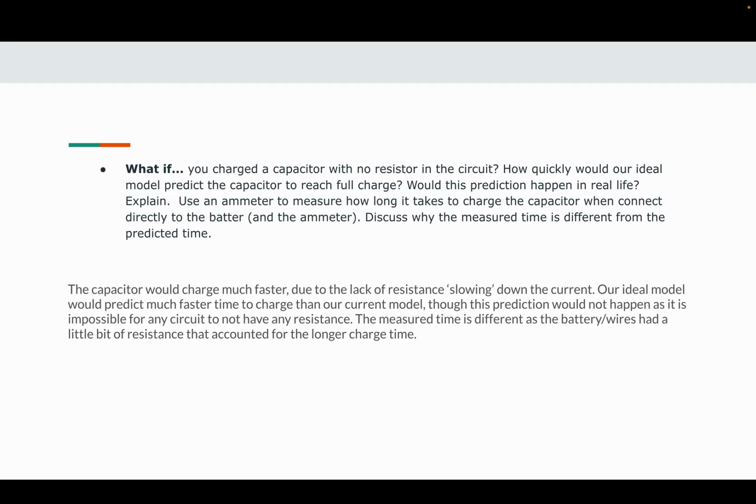And the measured time will be different, as the battery or wires in our case had a bit of resistance, which accounted for the longer charge time of our capacitor.